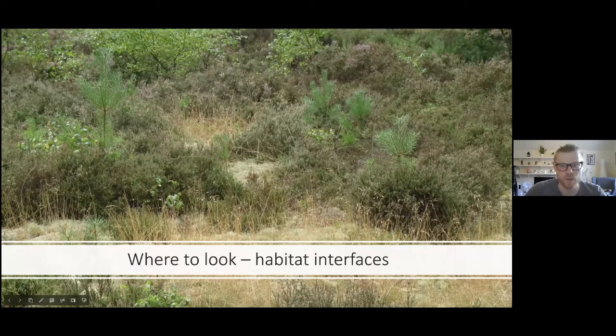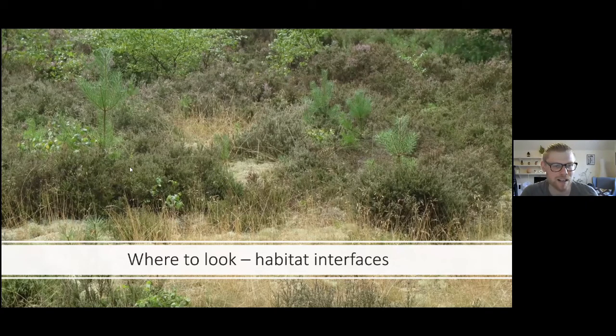So here we've got fantastic reptile habitat. This looks like heathland to me. We've got patches of heather here, and maybe patches of gorse, some regenerative woodland. We've got a real mix of structure here. And if I was here in this image, I would be looking at the habitat interfaces. So I'd be checking along where these clumps of heather are and where it meets this bare ground.